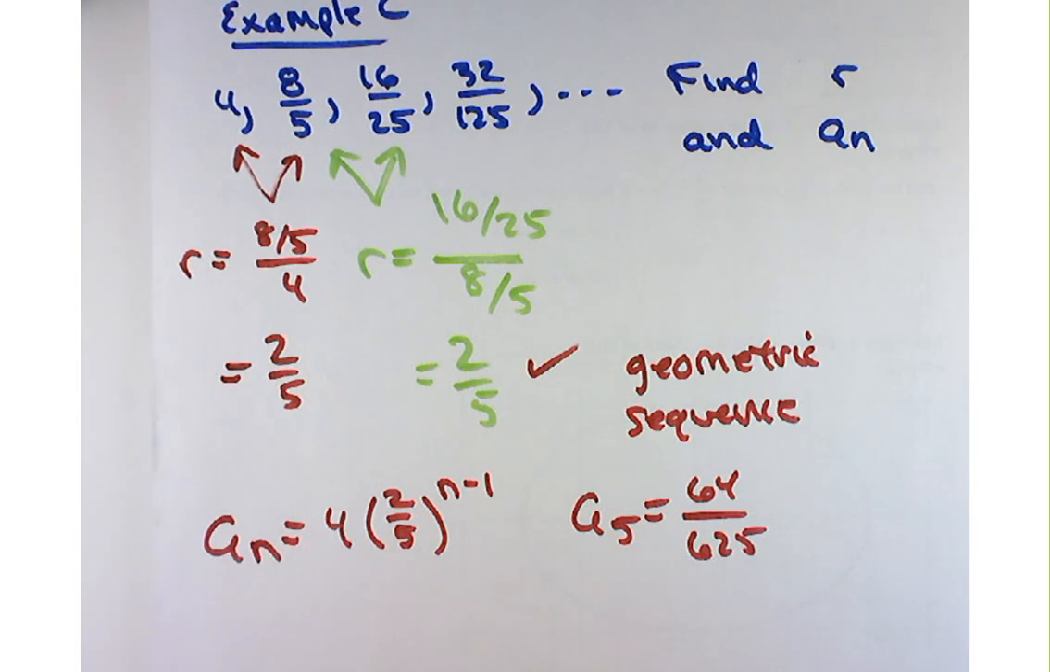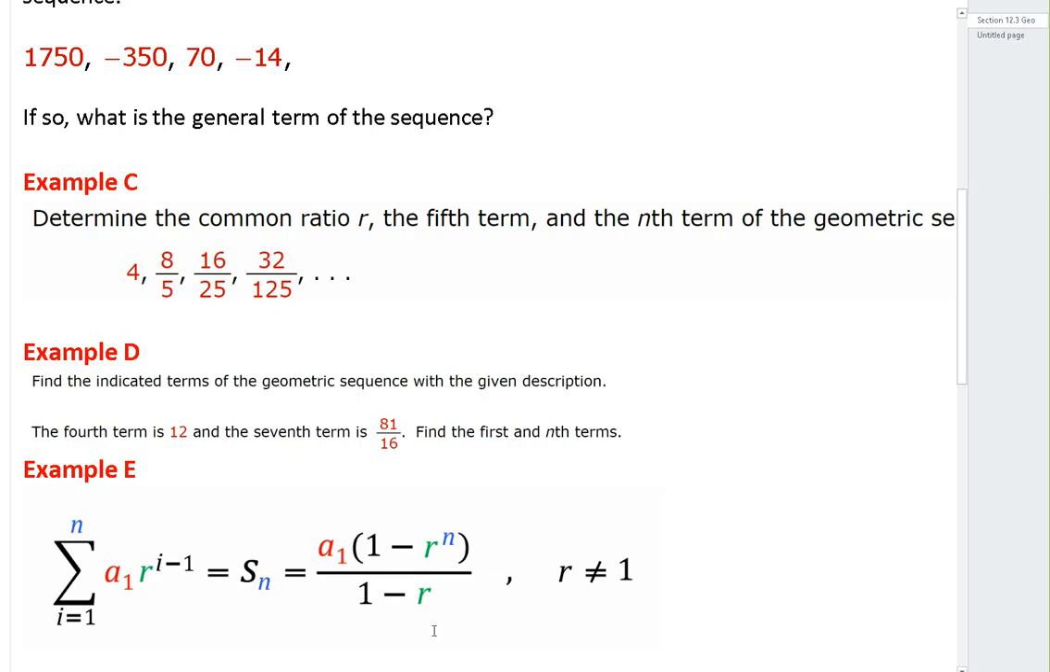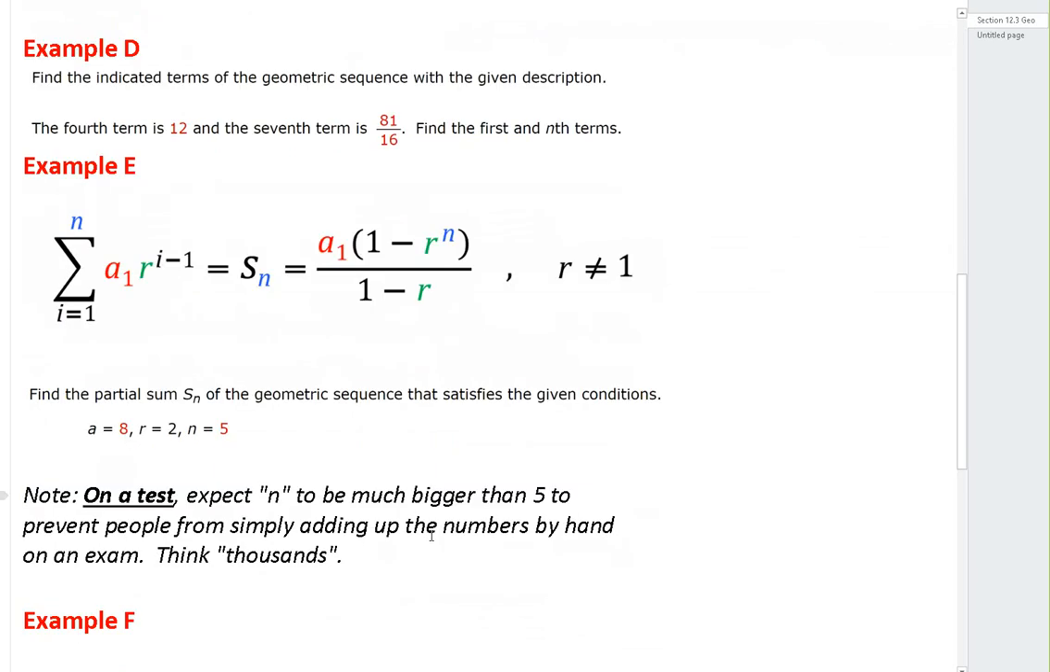Okay, let's keep going. Find the indicated terms of the geometric sequence with the given description. The fourth term is 12, and the seventh term is 81 over 16. Find the first and nth terms. This one's going to require a little bit of thought.